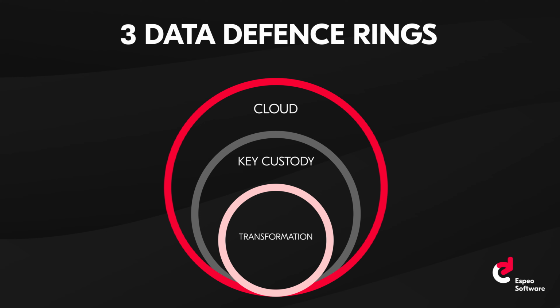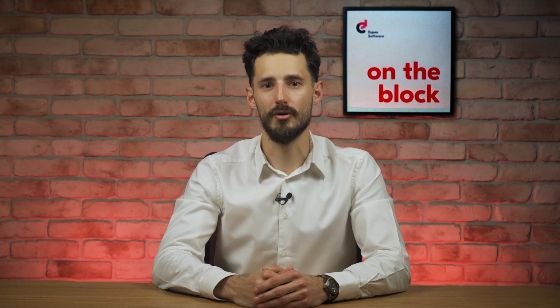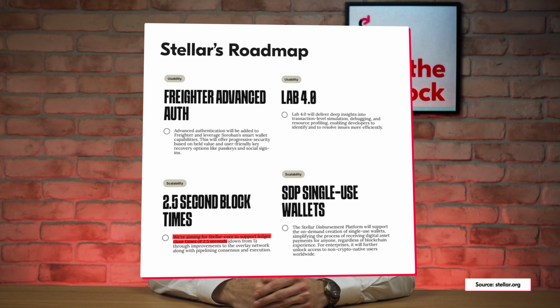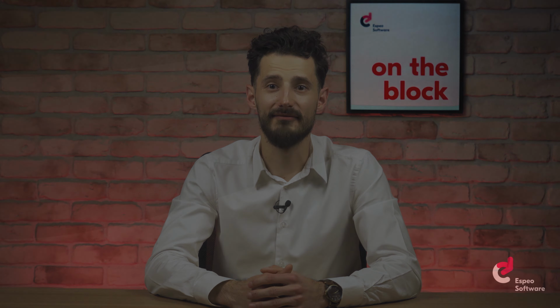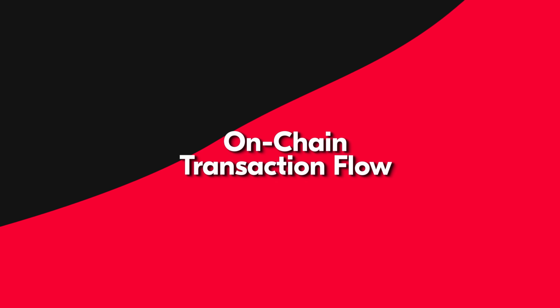Therefore, for the innermost ring, the transaction layer, we choose Stellar. We run our own validator and Horizon API server in the UAE, which keeps a round trip under 300 milliseconds. Stellar closes a ledger in about 5 seconds today, and the roadmap is pushing that to 2.5. Alright, I think I have a nice sketch of our infrastructure. Let's let Shimon walk us through a sample transfer now.